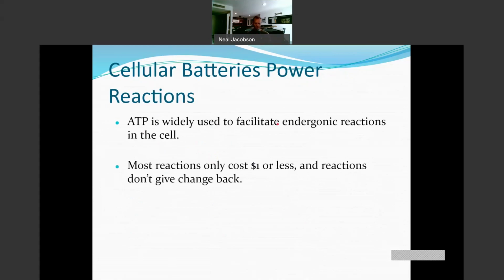But here's the thing, right? Reactions don't give you change back. So let's say the reaction costs 70 cents. You spend the $1 of ATP, you don't get the 30 cents back. Guess where that 30 cents goes? Because we're using energy terms, that 30 cents leaves the reaction in the form of entropy, radiant heat.